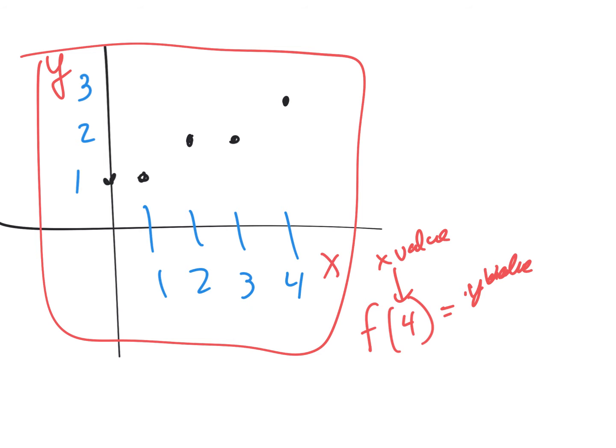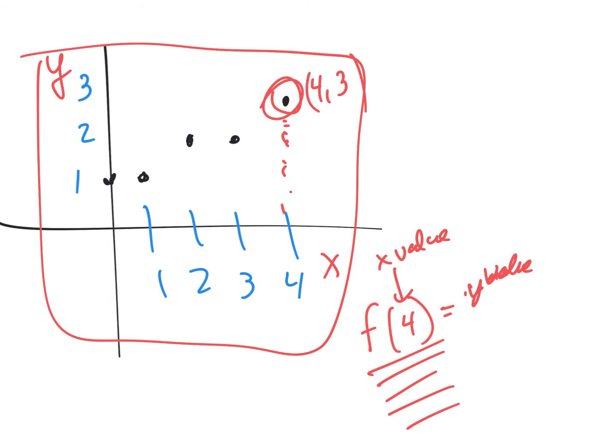Hazel, what did I stick in for x here in this problem? 4. Did you follow it up here? Yeah. And did you know that was the answer? Yeah. And then what is the answer, though? What's the number? 3. Because this is the point 4 comma 3. And they already gave me the 4. We already knew that. And they wanted to know this part. So the answer was 3. How many of you had a 3? Okay, good. Then what's f of 1?